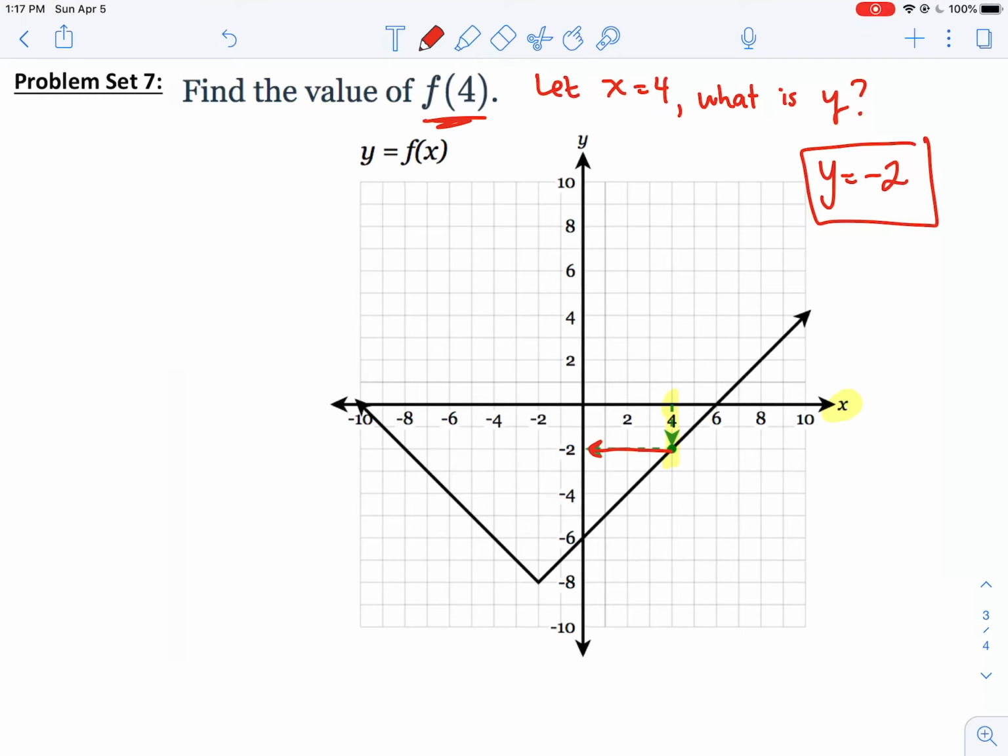Okay, what if it said what's f of -6? Well, we would find -6 on my x-axis, go to the graph, and tell me what y is where that point hits. So the point is right here. The y value it hits would be -4.